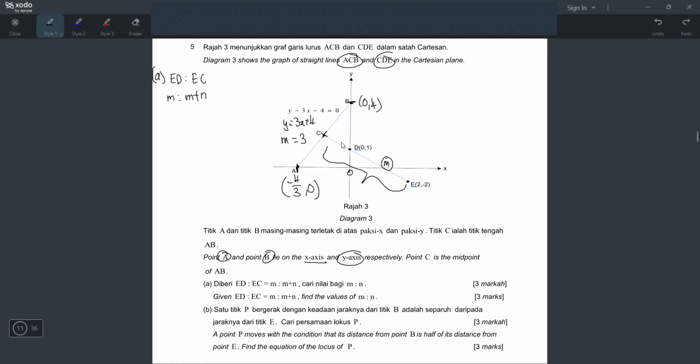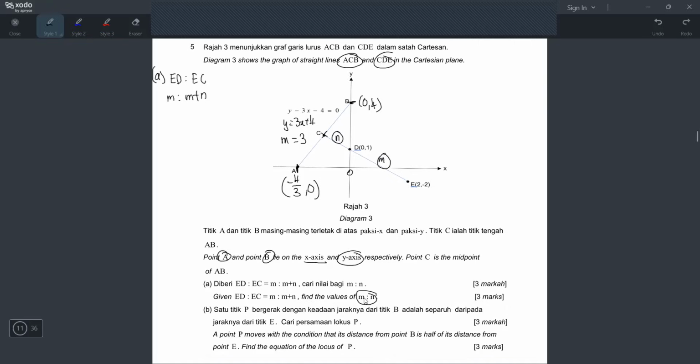So can I get the ratio for DC? Yes, I will take M plus N minus M, which is N here. So I can erase all this and just write N and just write M here. This one is N, right? Because I take M plus N, which is the whole thing, minus M. That's why I get N here, right? And then it says find the values of M ratio N.